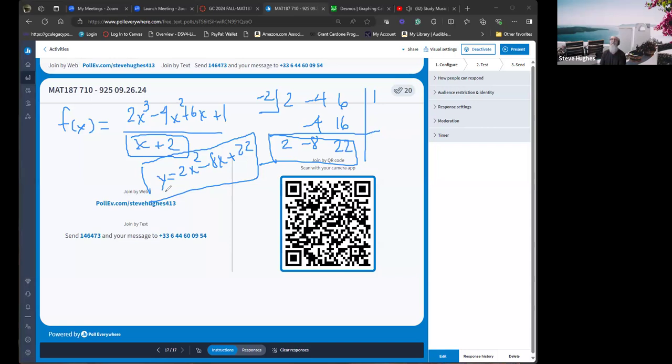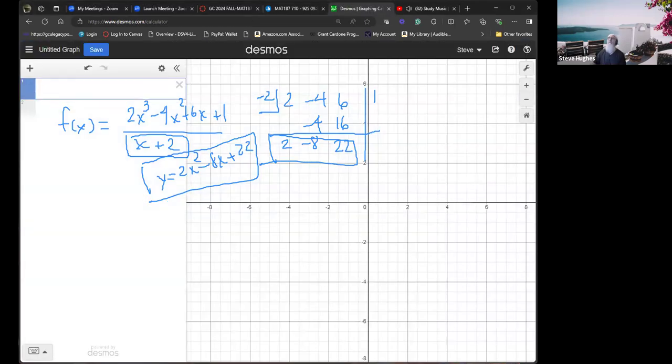The vertical asymptote is at x equals negative 2. It doesn't have a horizontal asymptote. It has a parabolic asymptote. Let's take a look at it just for fun, shall we? Let's go to Desmos, and let's put our function in here.